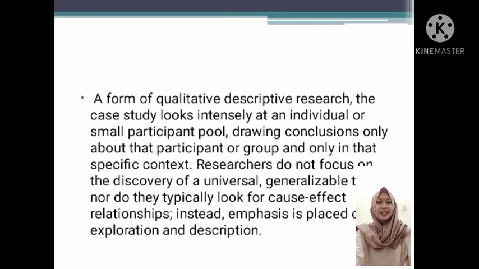A form of qualitative descriptive research, the case study looks intensely at an individual or small participant pool, drawing conclusions only about that participant or group and only in that specific context. Researchers do not focus on the discovery of a universal, generalizable truth, nor do they typically look for cause-effect relationships. Instead, emphasis is placed on exploration and description.